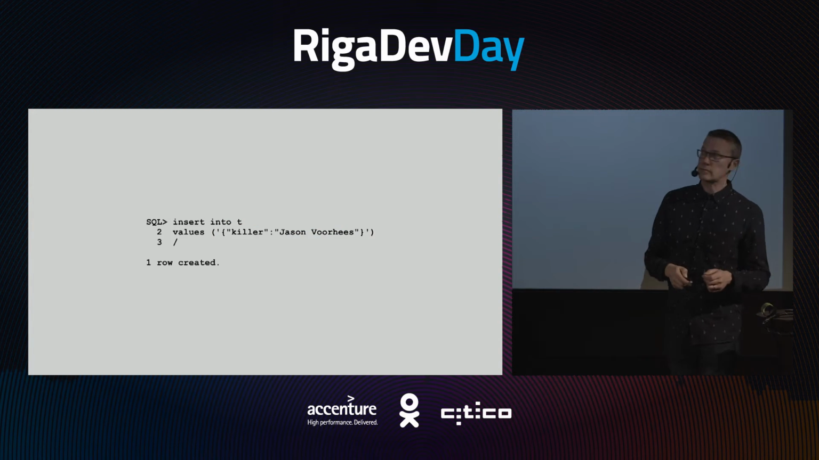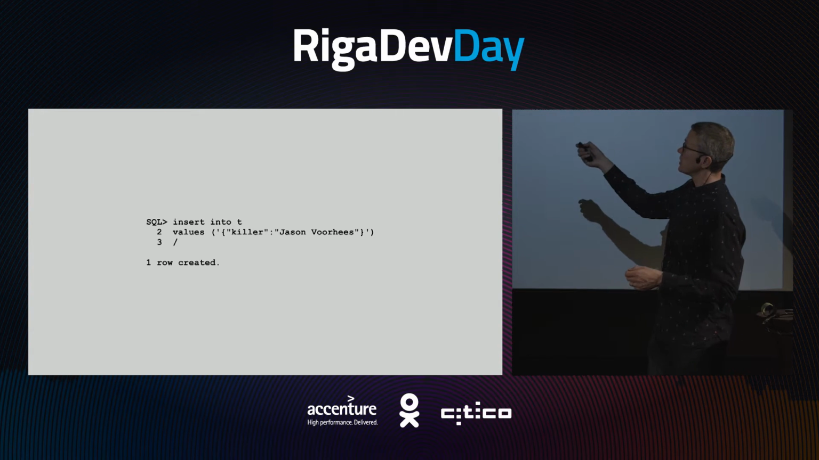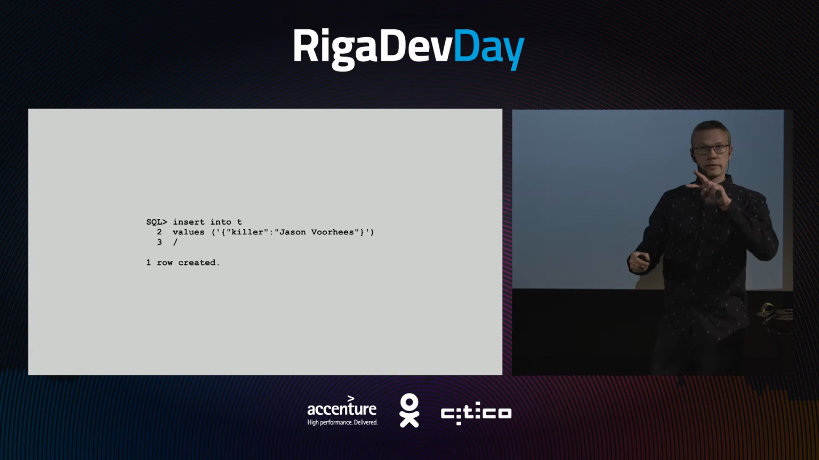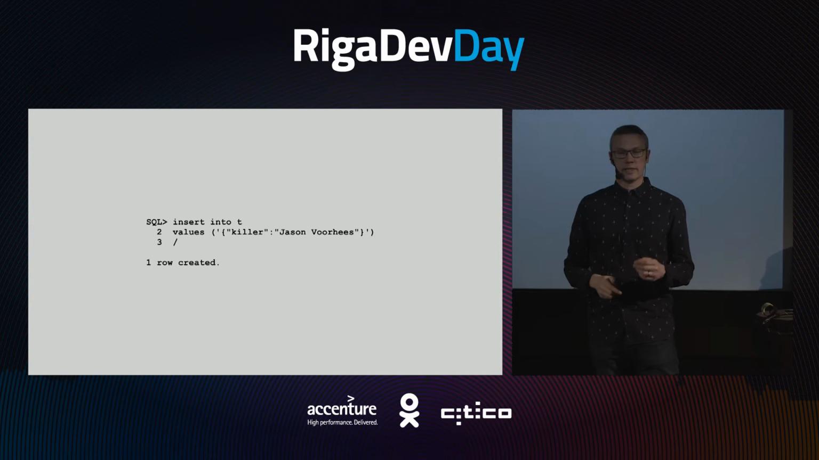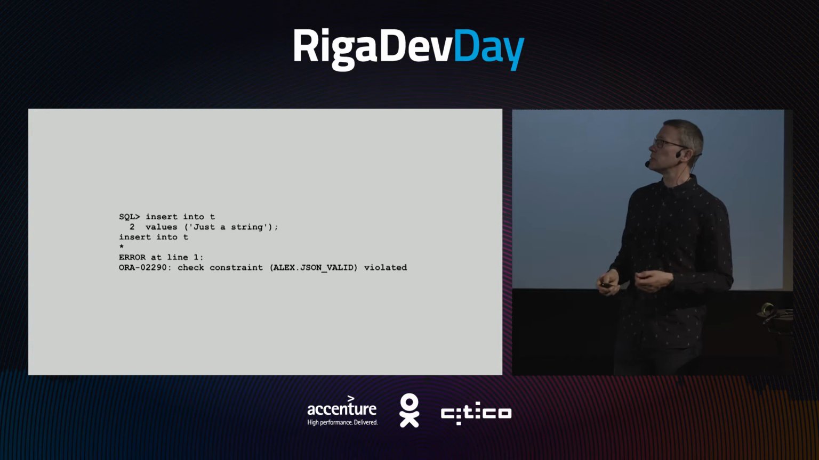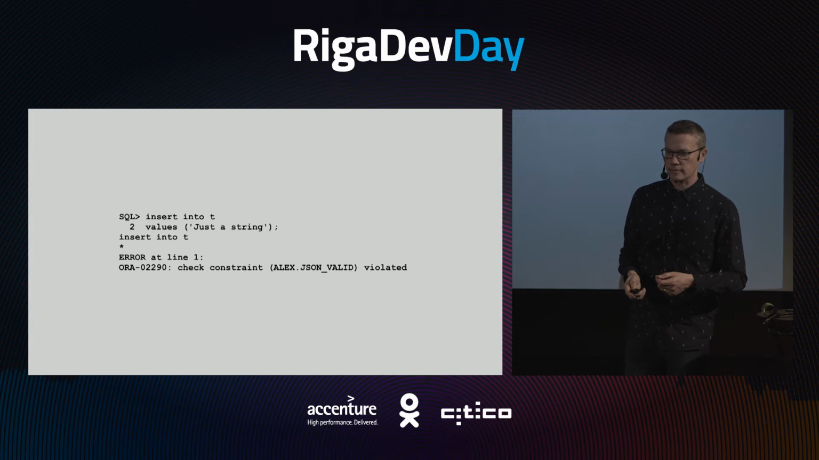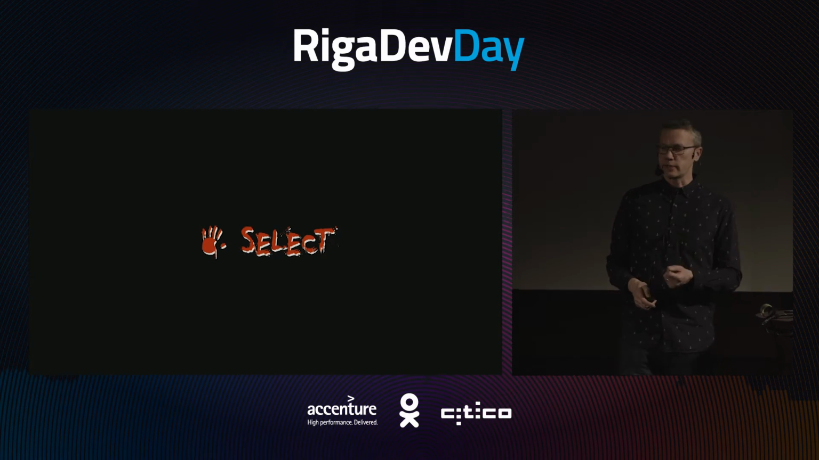So if you try to insert a value, and this is a valid JSON string, using curly brackets, colon separated, the killer is Jason Voorhees, that's fine. If you try to insert just a string into this table, well, it's going to break on that check constraint. So how can you use all this JSON functionality?